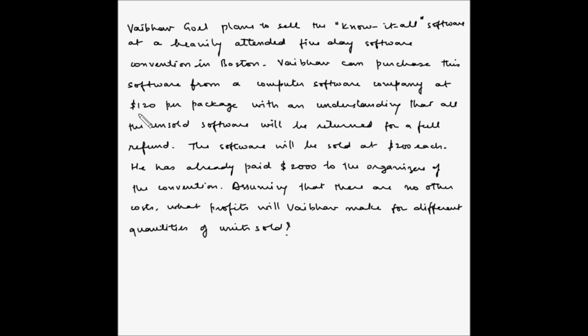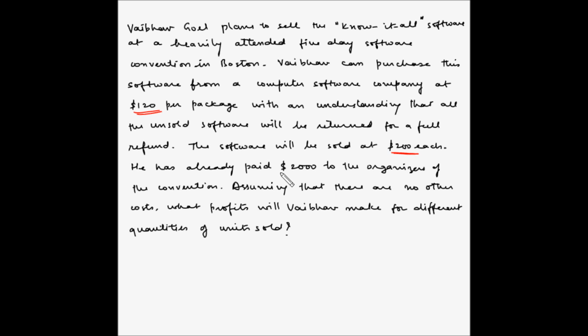So the cost to Vaibhav is $120 per package that he sells. Now the software will be sold at $200 each. So this is the unit selling price and this is the unit cost. Now he has already paid $2,000 to the organizers of the convention. And assuming that there are no other costs, what profits will Vaibhav make for different quantities of units sold?